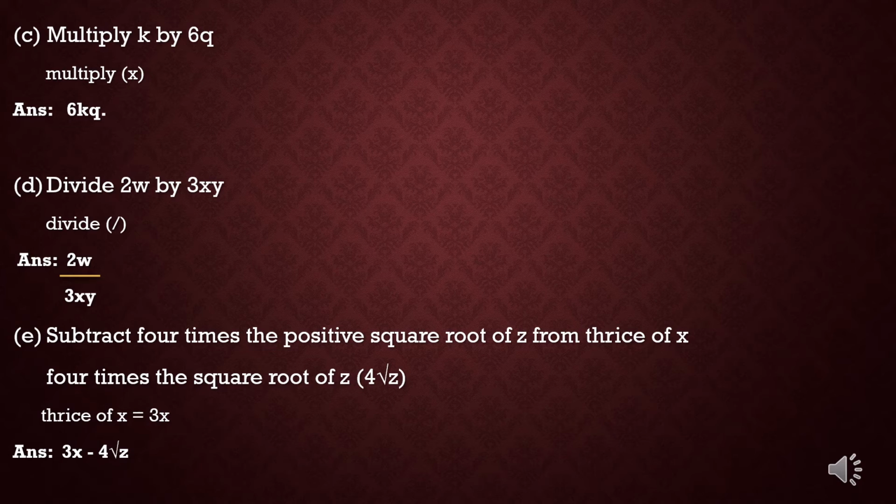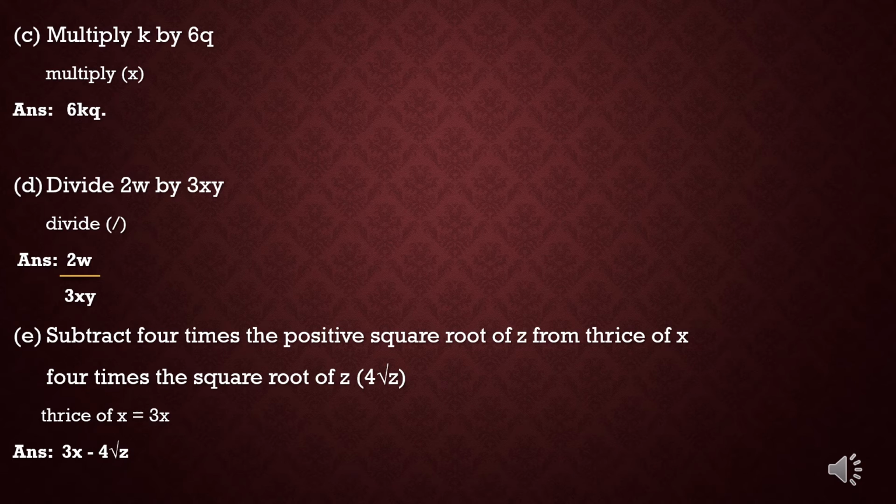Part E says subtract 4 times the positive square root of z from thrice of x. 4 times the square root of z means 4 multiplied by the square root of z. You can see the symbol of square root on the screen. So 4 square root z will be the algebraic expression for the first half of the question.